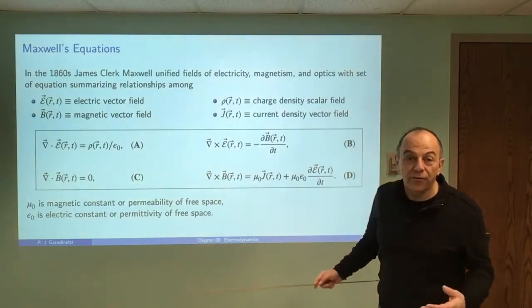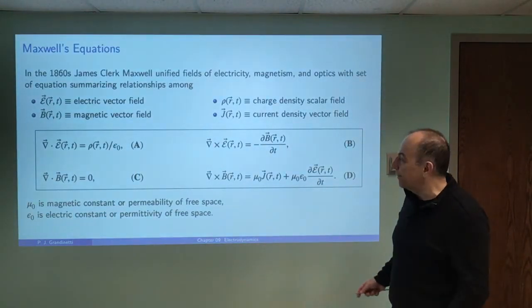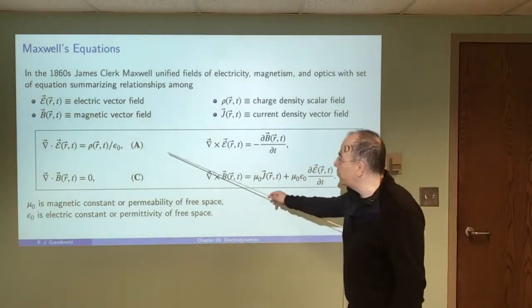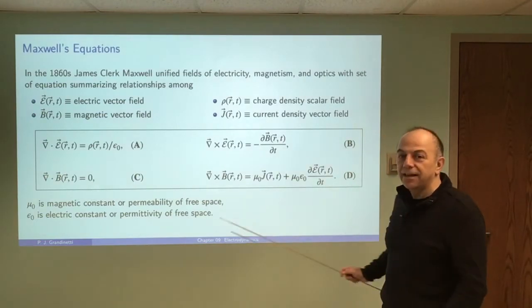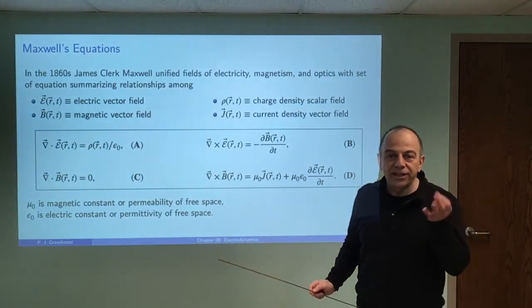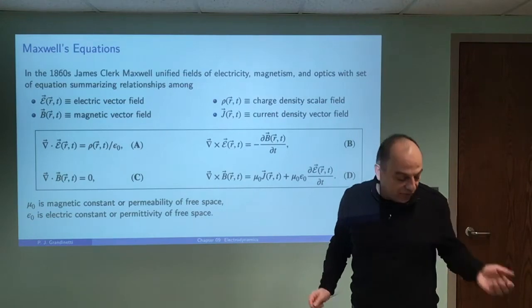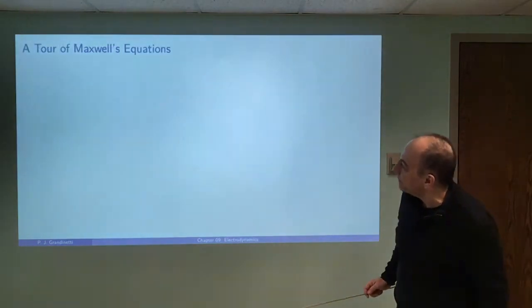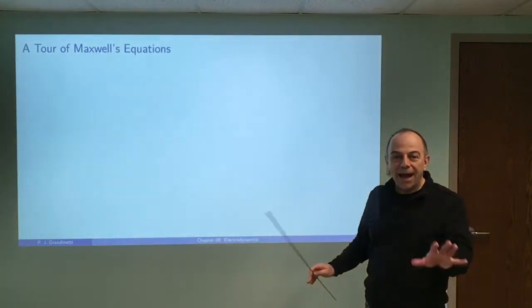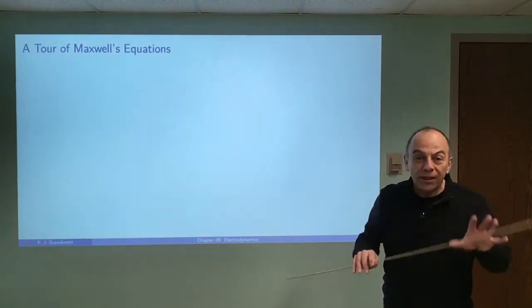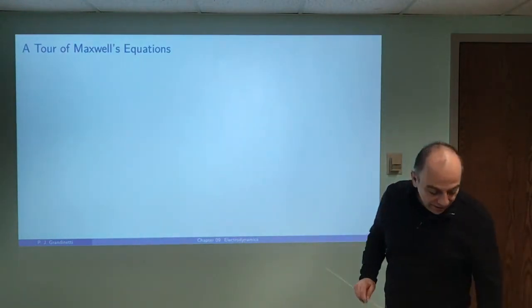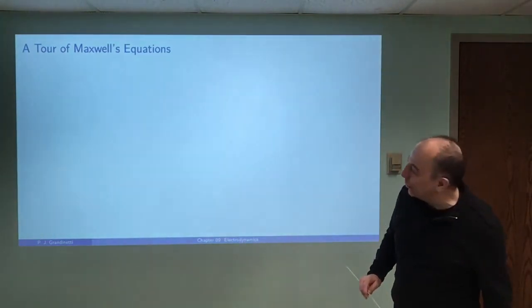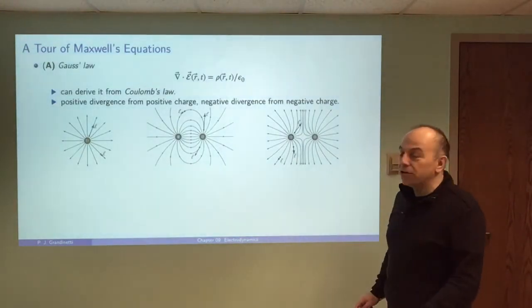And you can see they involve divergence and curl. So what we're going to do is look at each one of these terms, A, B, C, and D, and see how they physically make sense and what they physically represent. So we're going to have a tour of Maxwell's equations with your understanding of grad, div, and curl, right? So let's start with Gauss's law.